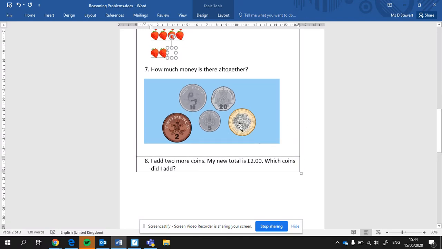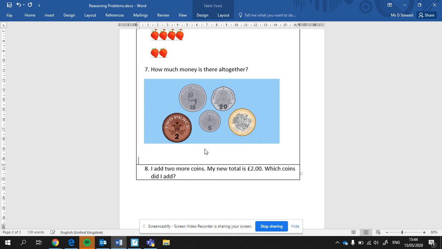And let's have a look at this question. So how much money is there altogether? Right, so we're going to do a bit of estimating first. I can see there's a pound, a 10 and a 20, and these smaller coins here. So I already know that those smaller coins are going to be less than a pound. We've got 1 whole pound and then so many pence.